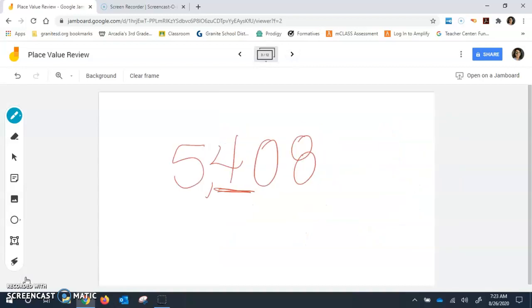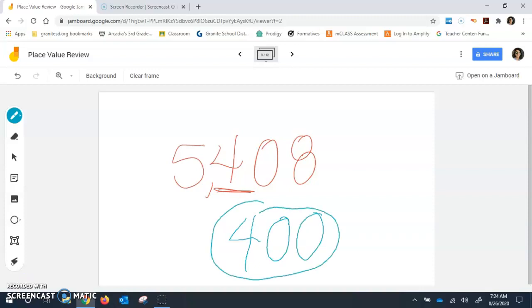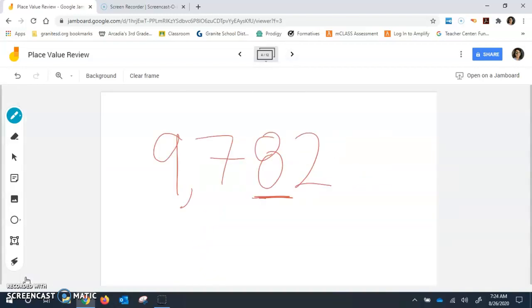Let's take a look at this number here, 5,408. The number underlined is 4, and I need to find the value of that 4. Well, it's not just going to be 4, but I see it's here, and I have 2 places behind it that I need to hold with zeros. And then the number I get is 400. So the value of that 4 is 400.